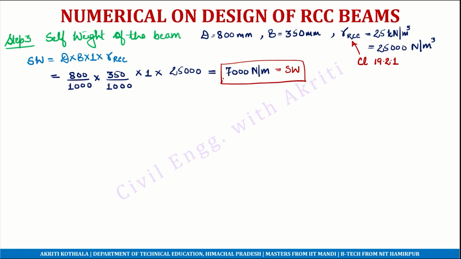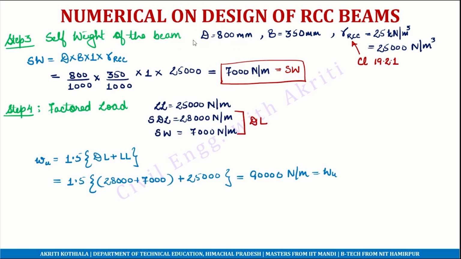The steps which I am following here are exactly the same as followed before the section failed. If you can see, the value of self-weight has increased from around 56,000 Newton per meter to 7,000 Newton per meter, because we have increased the overall depth of the beam. Now calculating the factored load, live load and dead load can be calculated as done before, and we obtain a value of factored load equal to 90,000 Newton per meter.